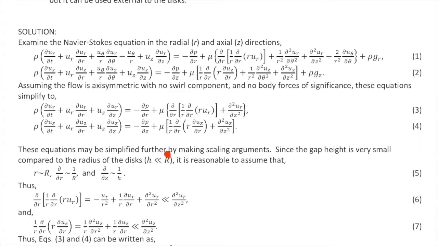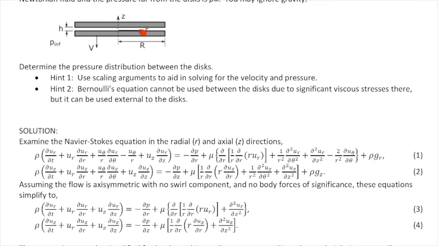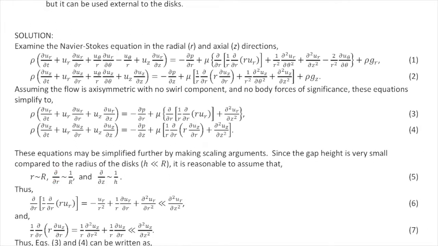So h is much smaller than r, and it's also reasonable to assume that any dimension in the r direction will be of order capital R, as a characteristic dimension of the flow. In the radial direction we'll use capital R. Similarly, a characteristic dimension in the z direction we'll use a little h. So a d/dr, a characteristic gradient in the radial direction, would scale as 1 over R. Similarly, a gradient in the z direction, d/dz, would scale something like 1 over h.